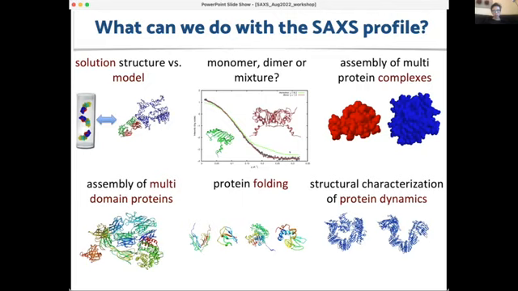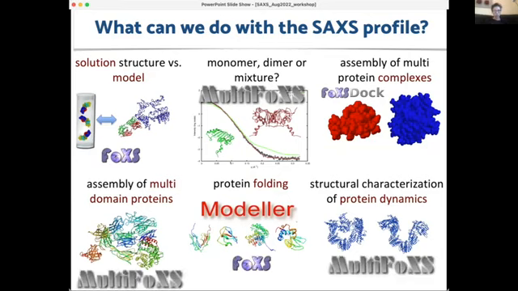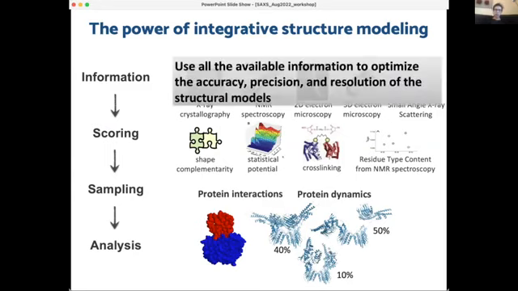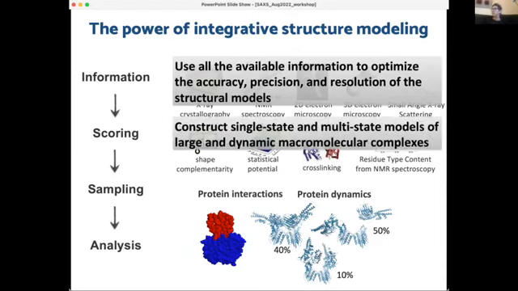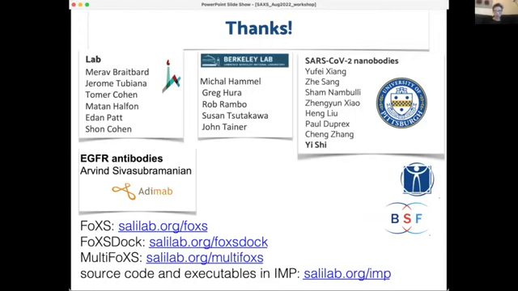Okay, so I will wrap up here, and I hope that you could see that you can do quite a lot of things with the SAXS profile and the integration of different data sets. Those are the tools that we use, and probably more. And I guess you understand that using different types of data, we can optimize the accuracy, precision, and resolution of structural models, and we can construct single state and multi-state models for large and dynamic complexes. And hopefully we can also infer something about the function from these models.